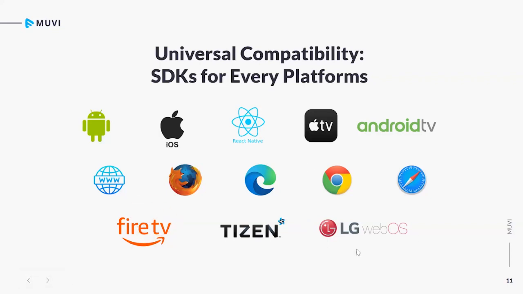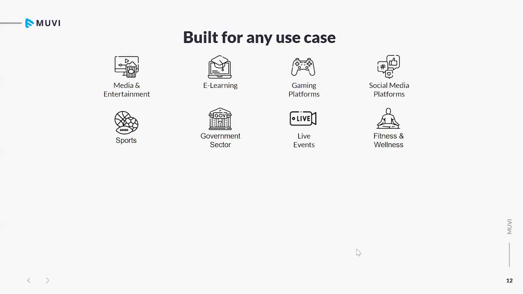Okay, so now we move on. You might have questions like: how can you use it? Is it right for your use case? Is it right for your business? Or is it right for your industry? The answer is yes. It is applicable to your business, your applications, and your industry. We have built Muvi Player in such a way that it is suitable for any use case out there. From common media and entertainment use cases to e-learning specific use cases, then gaming platforms or game streaming, then social media platforms, sports, government sector, live events, fitness, everything, we can cover it all.